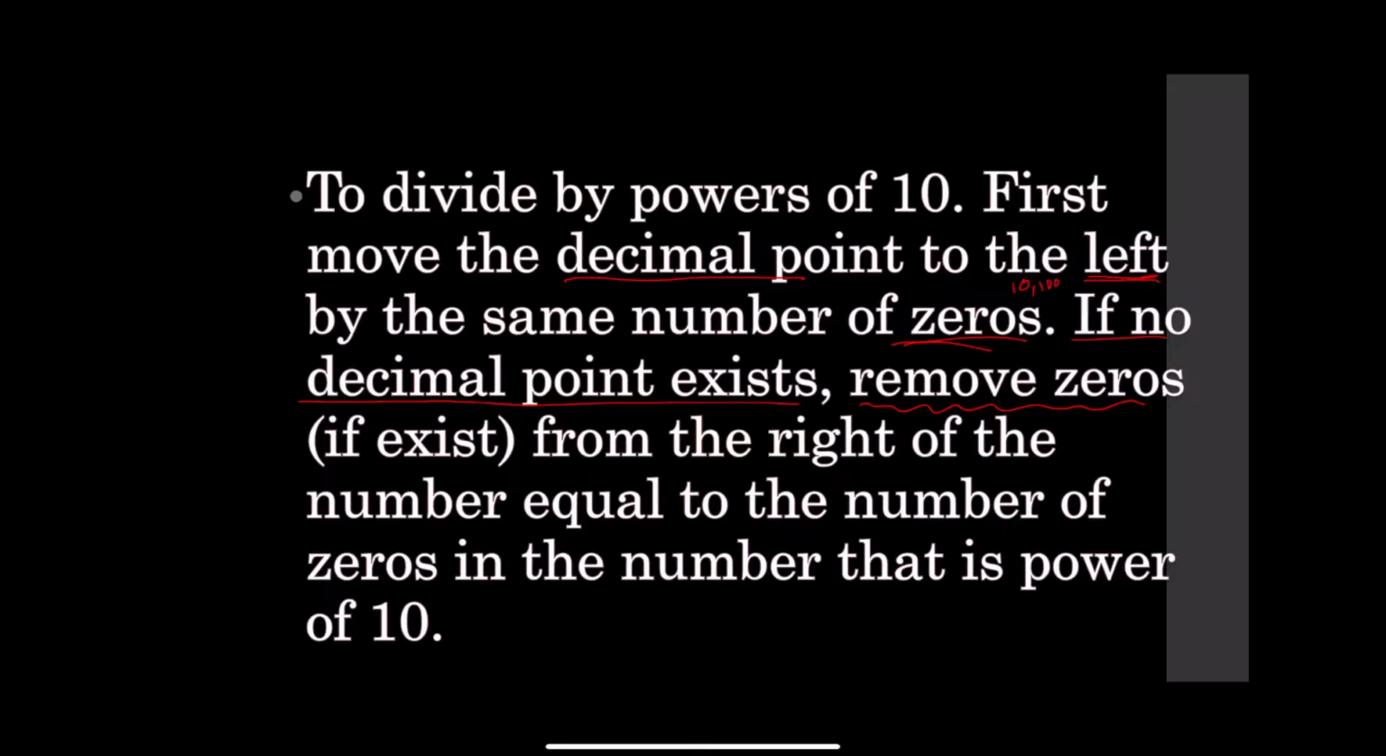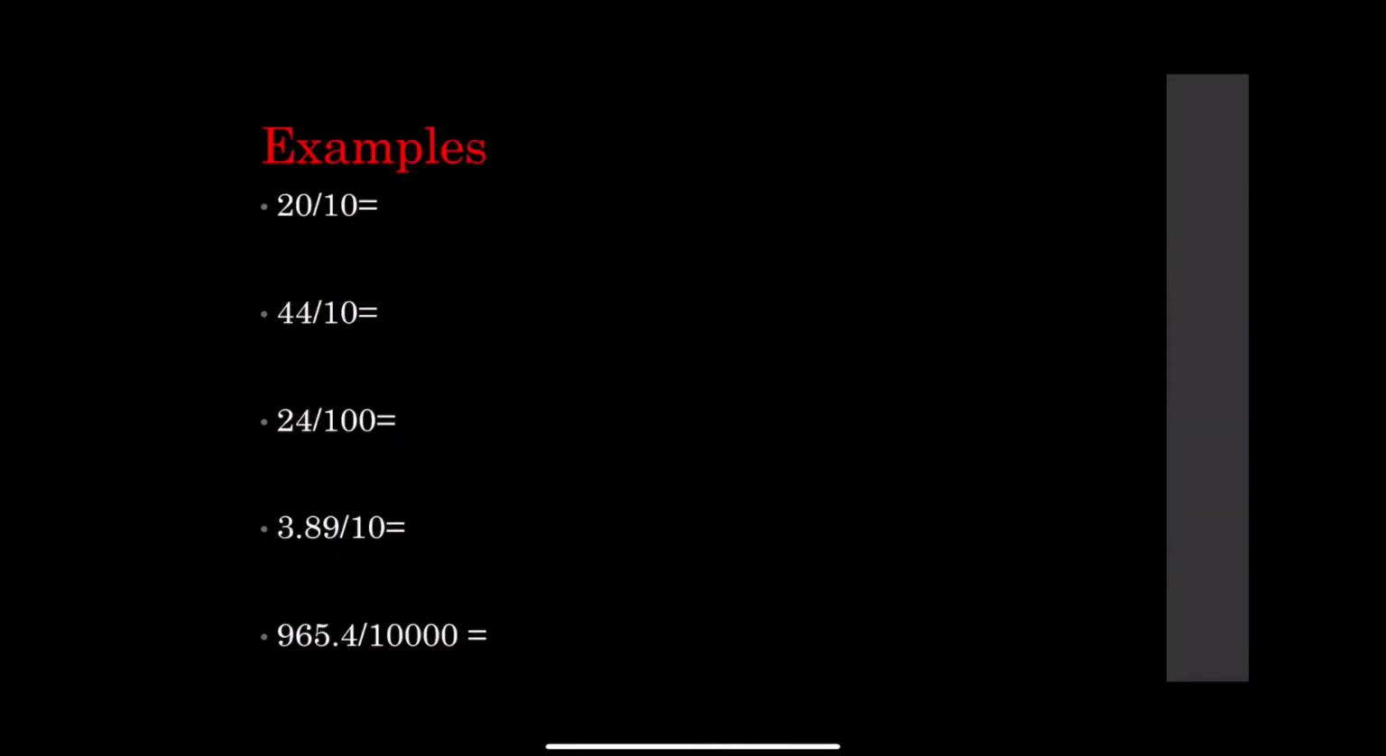If we have zeros from the right of the number, how many zeros do we have to remove? Equal to what? Equal to the number of zeros in the number that's power of 10. Let me explain this with the following examples. 20 divided by 10. We have no decimal point here, so cancel this with this. 2 divided by 1 is equal to 2.